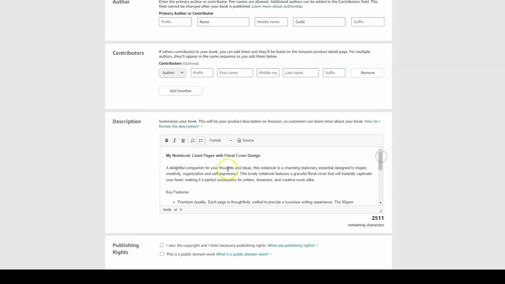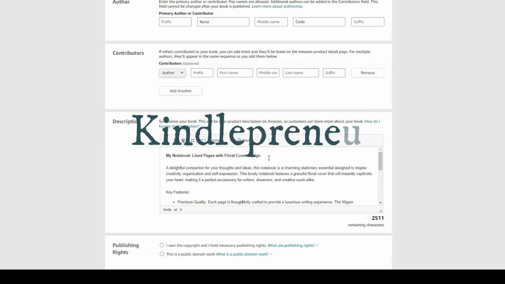You can get some help. There are different websites that can tell you a little bit more about how to write descriptions. I recommend that you go on the Kindlepreneur website. Kindlepreneur are the people who make Publisher Rocket, and if you have published any books, you will know who they are. But if you're new to this, take a look at that.